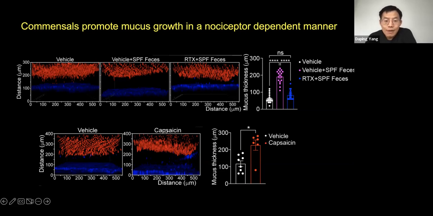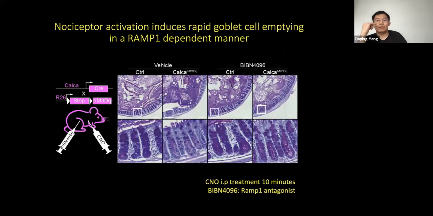Interestingly, we also found that capsaicin, the component extracted from chili pepper, can also induce mucus growth. So then the next question is how nociceptor neurons and the downstream CGRP-RAMP1 signaling regulate goblet cells to induce the mucus growth.